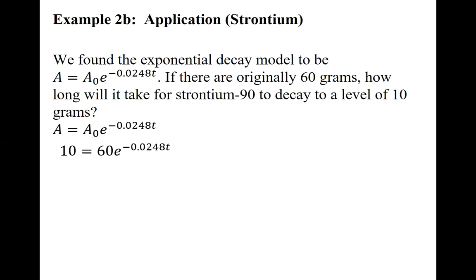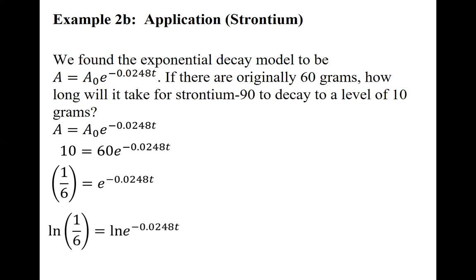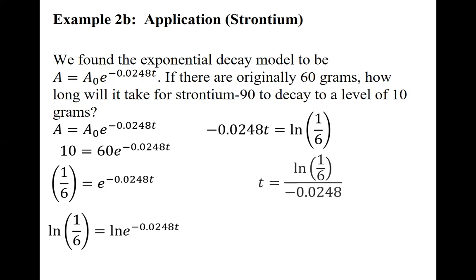Divide both sides by 60 to get the e by itself. We get 1/6 equals e to the negative 0.0248t. We have the e by itself, so take the natural log of both sides to get rid of it. Natural log of 1/6 equals negative 0.0248t. Then to get the t by itself, divide both sides by negative 0.0248. That's our exact value for t. That many years.